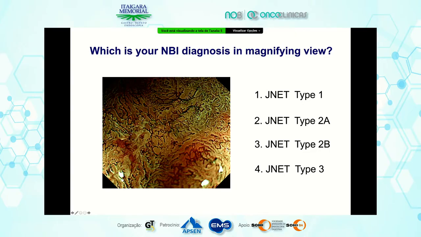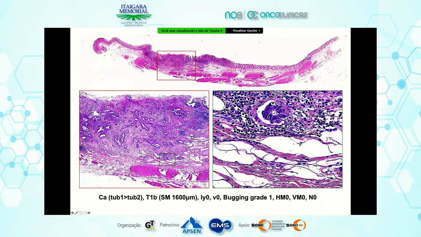The correct answer is JNet type 3. Vessels are disrupted and this area is amorphous. So this is typical JNet type 3. So we sent this patient to surgery. At this part, the region shows SM deep invasion like this.